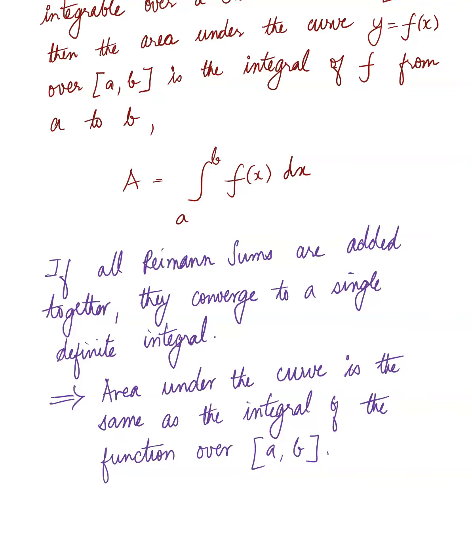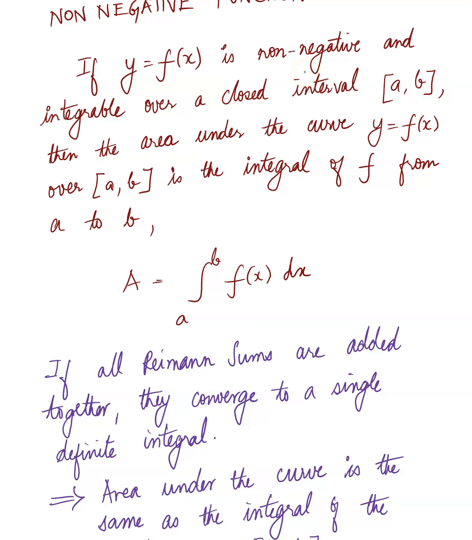No matter what it is, as long as we know what interval we're focusing on, a to b, and the function, that's it. That gives you the area, and that's the area under the curve. And we do have the premise, right? The premise is that f of x is non-negative, so that means it's a graph that is above the x-axis, and it's integrable over a closed interval. If these conditions are satisfied, then your area is the definite integral. Area under the curve is a definite integral.